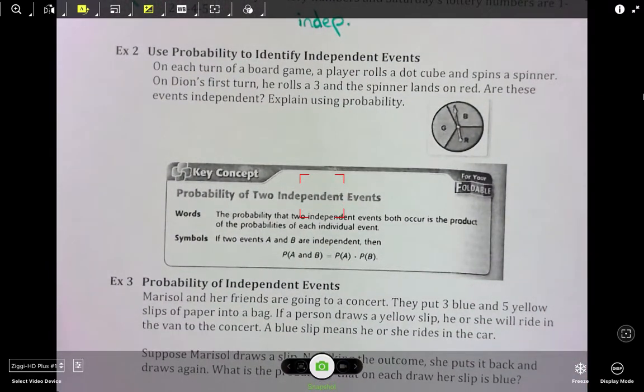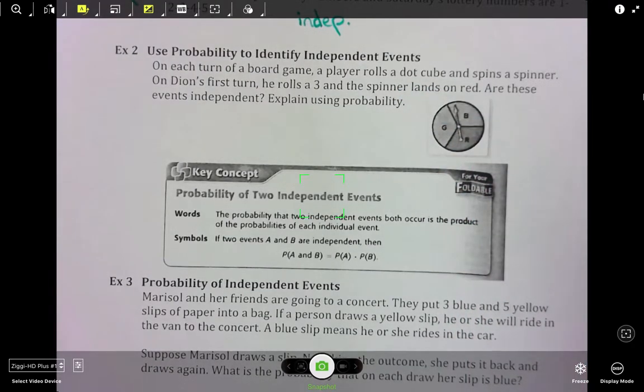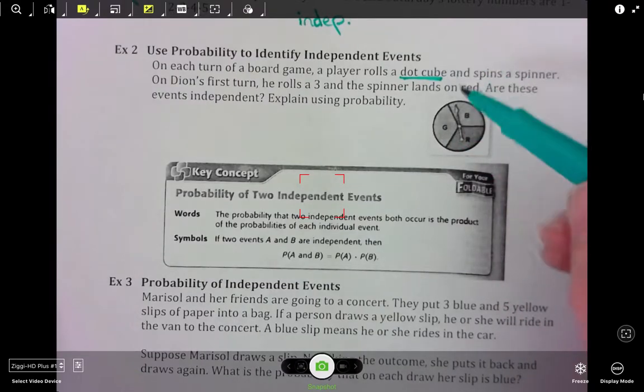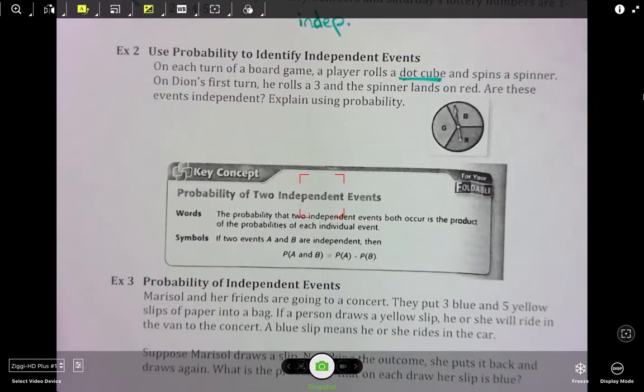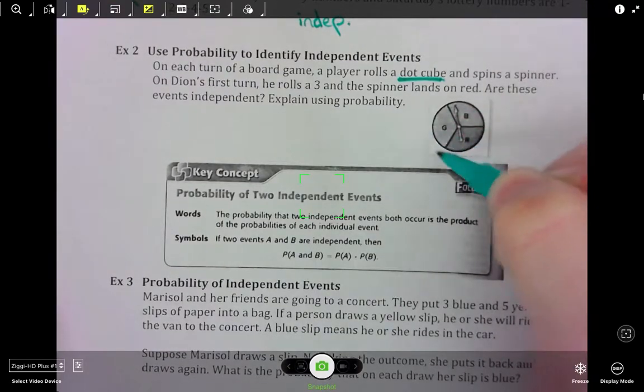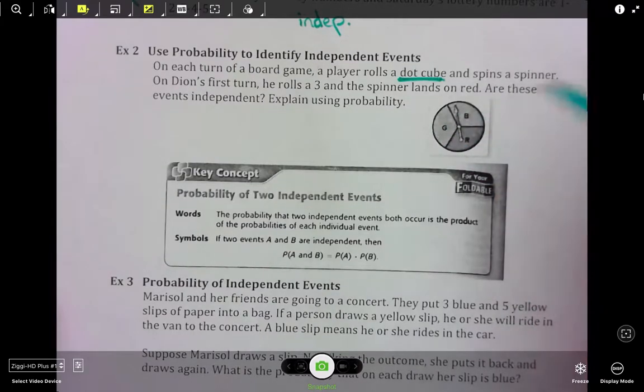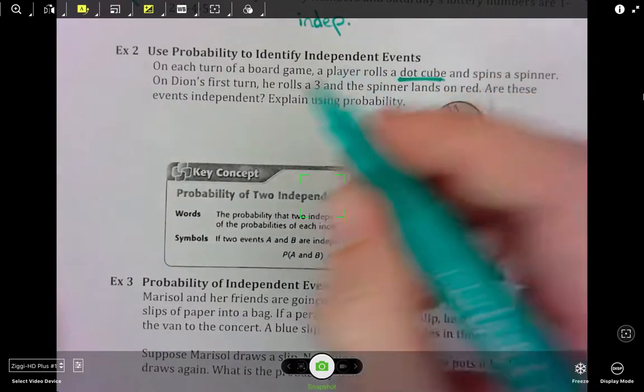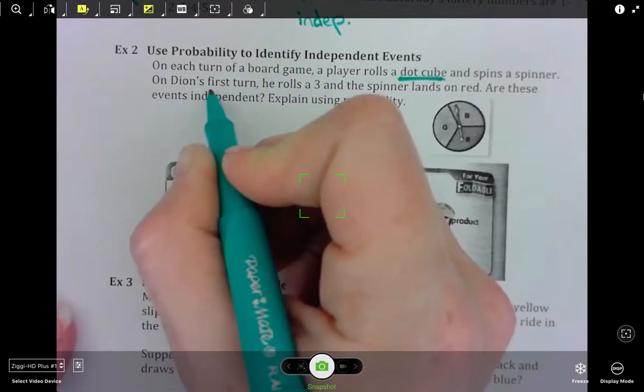Example 2, on each turn of a board game, a player rolls a dot cube. This is just a number cube, 1, 2, 3, 4, 5, 6 sides, and spins a spinner. Here's what the spinner looks like. It looks like you can spin green, blue, or red, probably. On Dion's first turn, he rolls a 3 and spins, and the spinner lands on red. Are these events independent? Well, a dot cube has nothing to do with a spinner. I'm going to have a 1 in 3 chance of hitting one of these sections on the spinner, and I have a 1 in 6 chance of hitting whatever on a dot cube. They have nothing to do with each other, so they are independent.